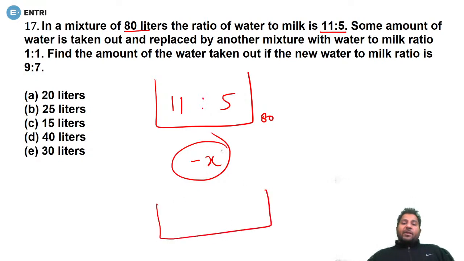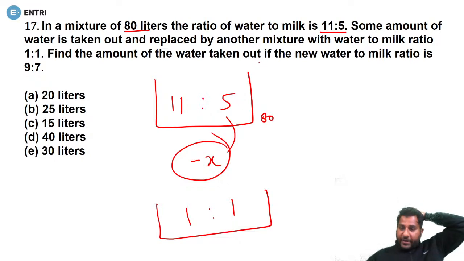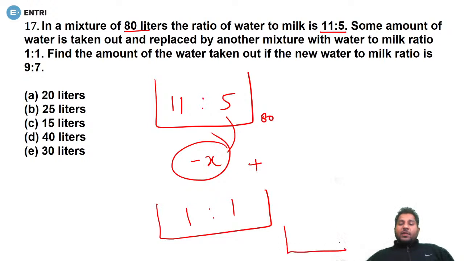So we have replaced the water with a mixture of milk and water in what ratio? Yes, Nagaras, 1:1. Find the amount of water taken out if the new water to milk ratio becomes 9:7 after adding this. Yes, Sinshu, very good. 20 was the correct answer.